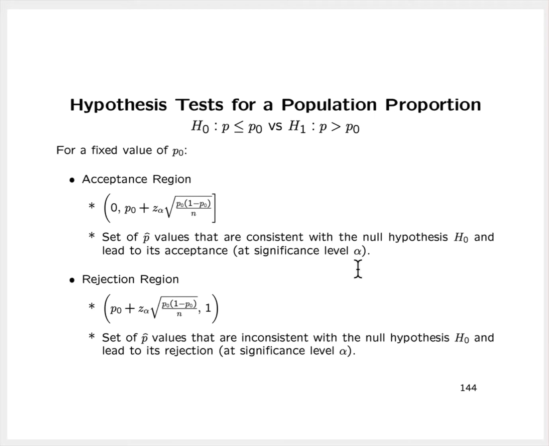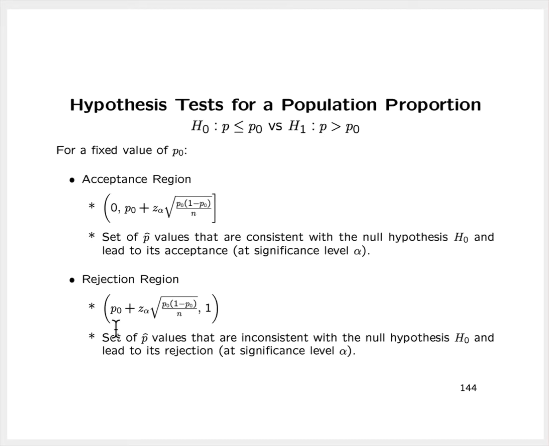Again, we're going to partition the sample space of p hat into two sets. One being the set of values that are consistent with the null hypothesis and therefore lead to the acceptance of the null hypothesis, or again, we would usually say that we fail to reject the null hypothesis. And the other part of that sample space of p hat containing values of p hat that are inconsistent with the null hypothesis.